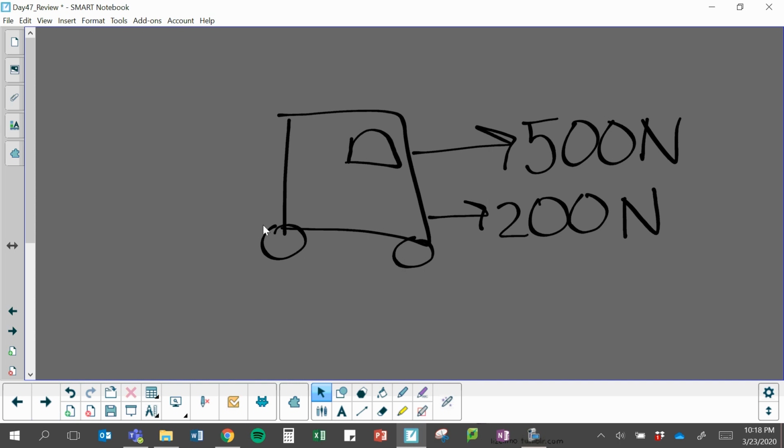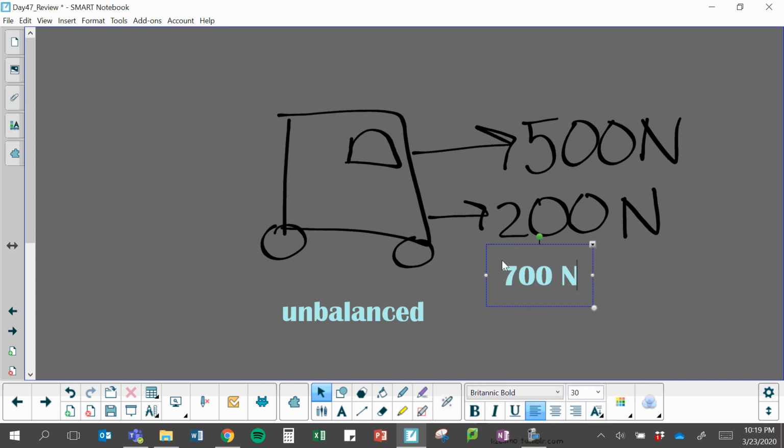Okay, so this is a picture of a beautiful car that I drew. What is the net force of this one? First of all, this one is unbalanced again. And we are going to actually add our forces for our net force. So this one has a net force of 700 newtons because these are both going in the same direction. We do 500 newtons plus 200 newtons give us 700 newtons.